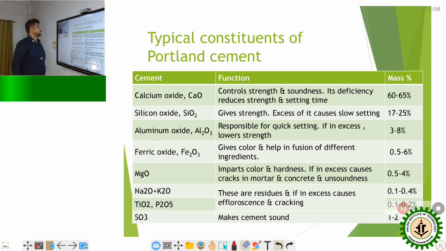And these are the typical constituents of Portland cement. This CaO is calcium oxide, which controls the strength and soundness. Soundness means expansion, that is, in which way it expands and in which way it contracts.